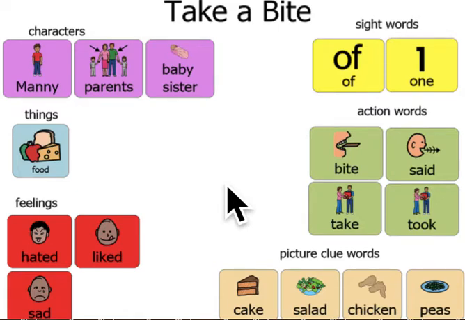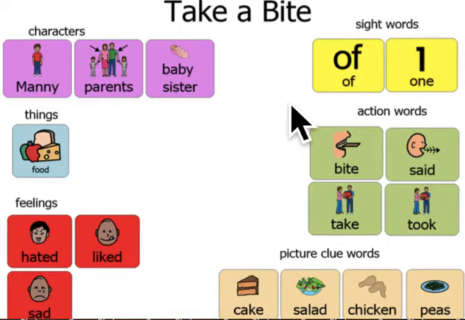Hi, welcome to reading. Today we're going to preview our new book, Take a Bite. Before we get started reading, let's talk about all of the important words that will appear in our story. Get your finger ready to touch the words when my arrow points to them. Get your mouth ready to say the words.